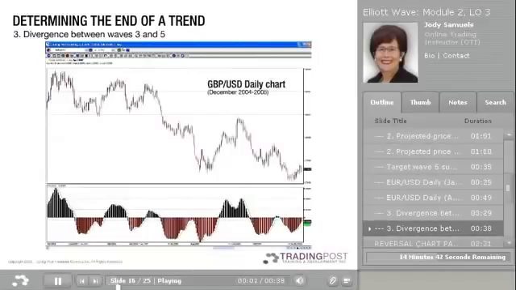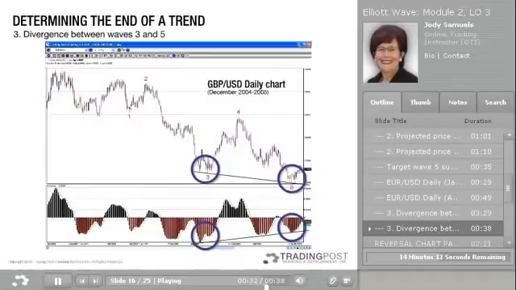This is a chart of the pound US dollar from December 2004 to December 2005. This chart with the Awesome Oscillator clearly shows what is referred to as divergence. The price trend is in one direction, in this case down, and the oscillator is diverging by making higher lows. This is a classic condition for trend reversal. Whenever we see divergence between the wave 3 bottom and the wave 5 bottom, we look for a potential reversal.